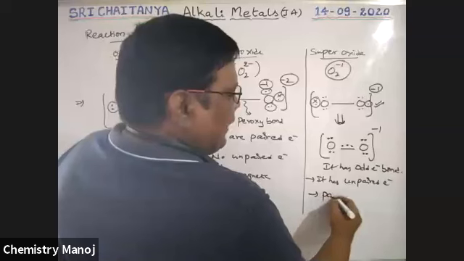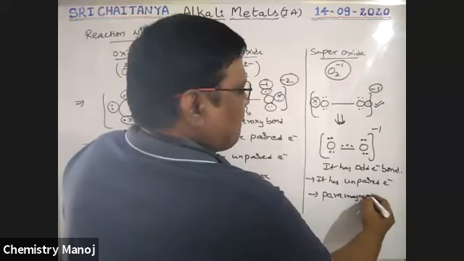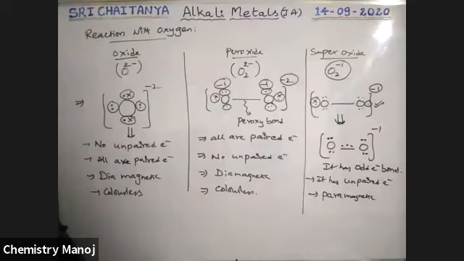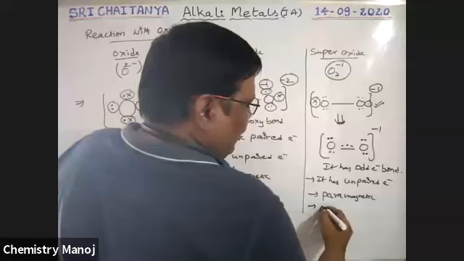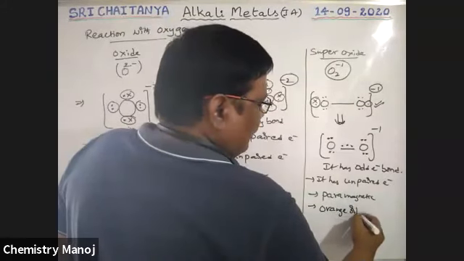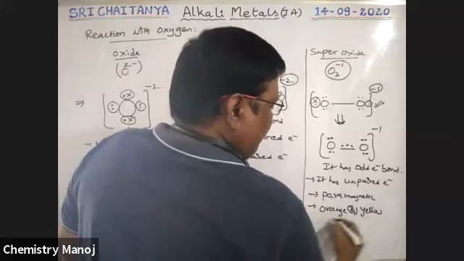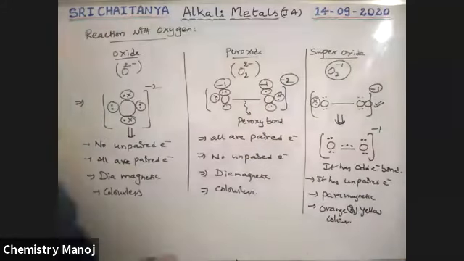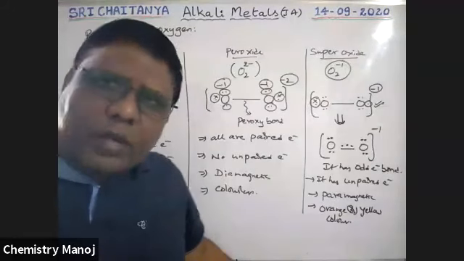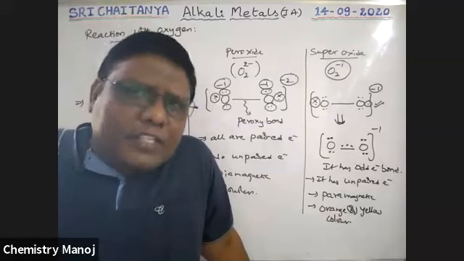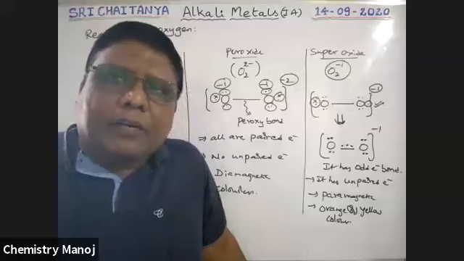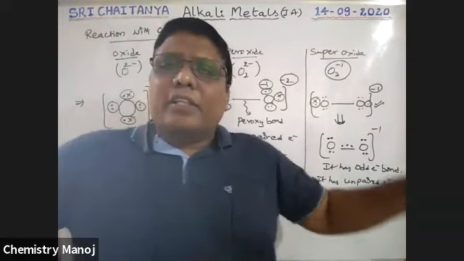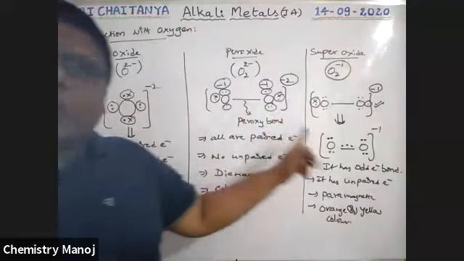Therefore, it is paramagnetic. Because of the presence of that unpaired electron, it is colored, particularly orange or yellow. That means the superoxides have colors, whether potassium superoxide, rubidium superoxide, or whatever it may be. If it is a superoxide, it has color because of the presence of that unpaired electron, which is an odd electron bond. This is about oxide, peroxide, and superoxide.